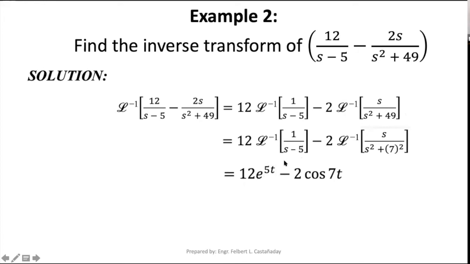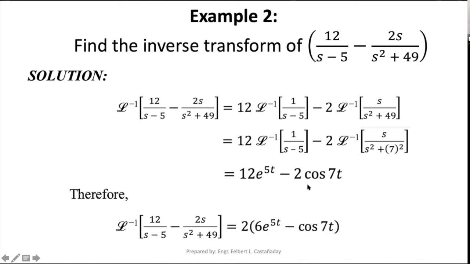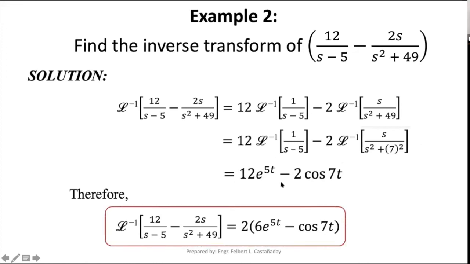A is equal to 5. So that's why we have e raised to 5t minus 2 cosine of b times t. Our b here is 7. That's why we have cosine 7t. Or we can factor out 2, and we have this resulting inverse transform. So this one now is in f of t format: 2 times 6 e raised to 5t minus cosine of 7t. Or simply, you can actually enclose this as your final answer also. This one is in factored form.